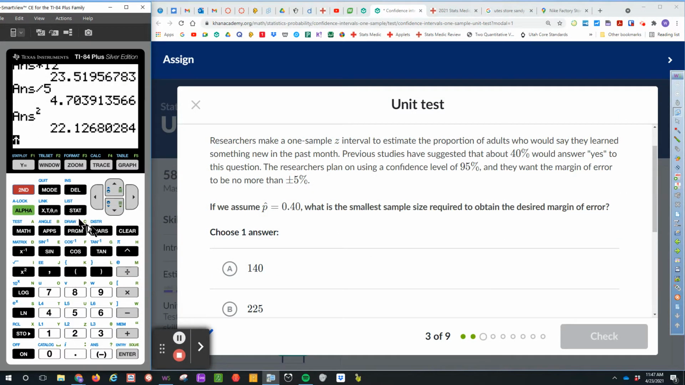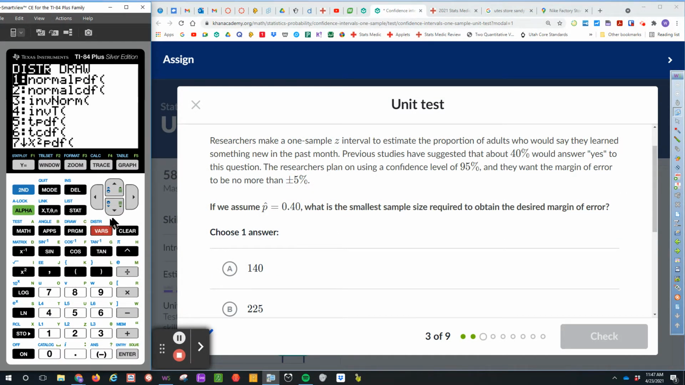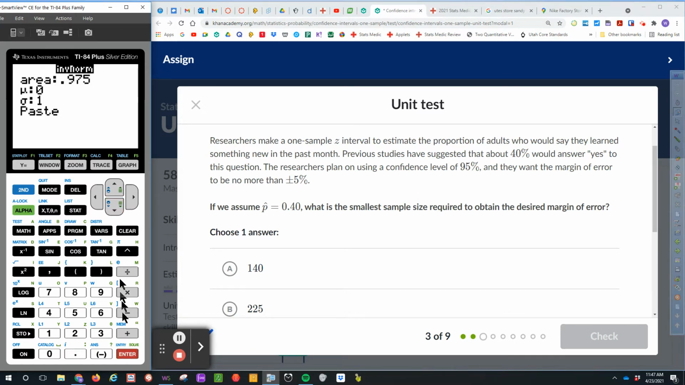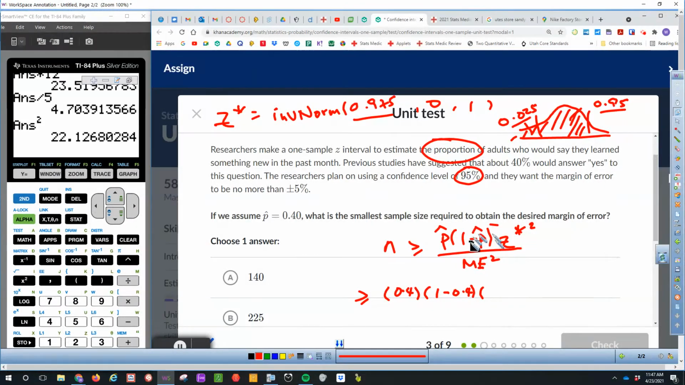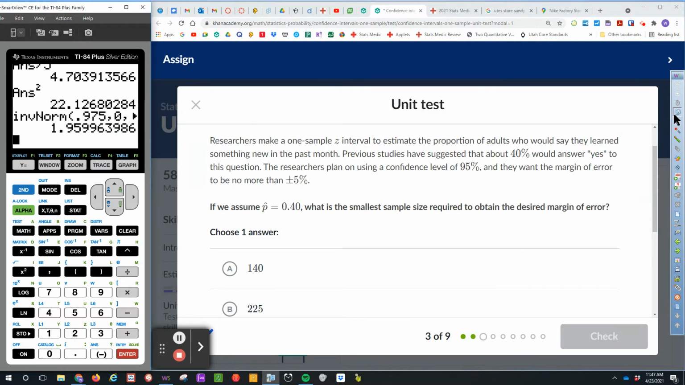On the calculator, when you go to inverse norm, you have to go to second vars. You pick number 3, inverse norm. Enter 0.975, mean 0, standard deviation 1. So it's 1.959963. Let's round it to two decimal places, 1.96. Okay, so 1.96.